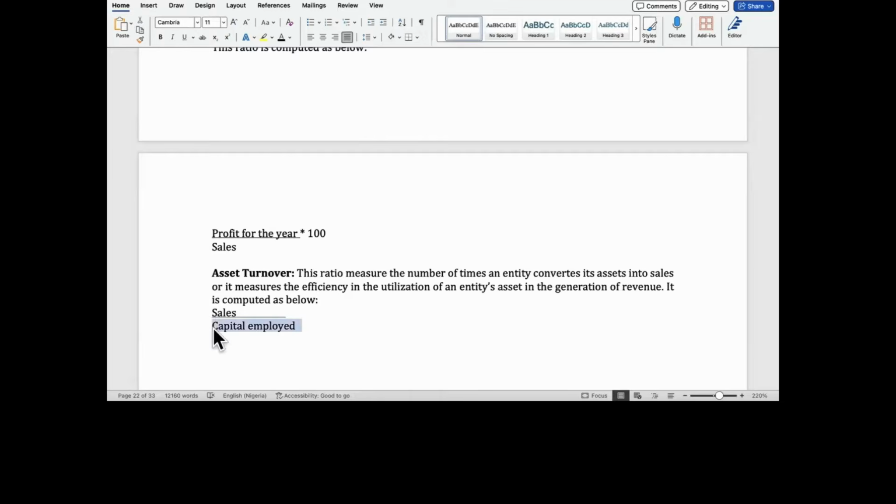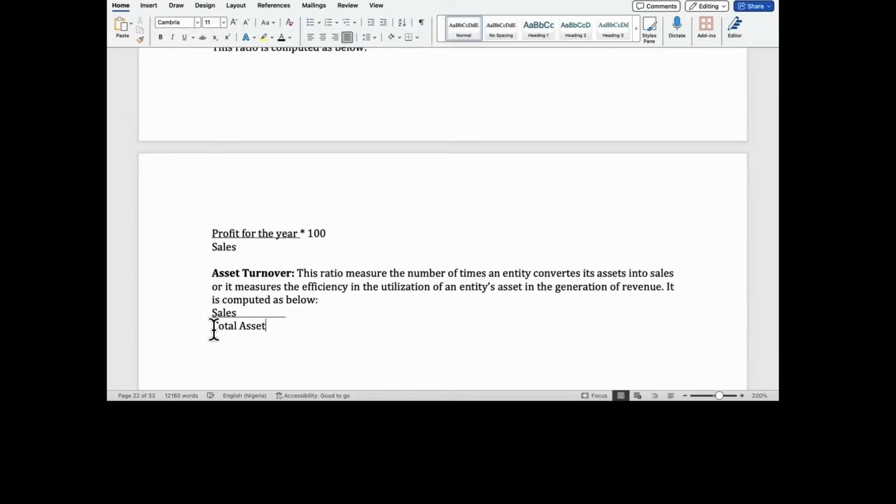But usually, we commonly use total assets. But you will see some questions where the examiner calls it turnover on capital employed. In that case, you are going to be using sales over your capital employed. And for your capital employed, just use debt plus equity. It makes your life easy.